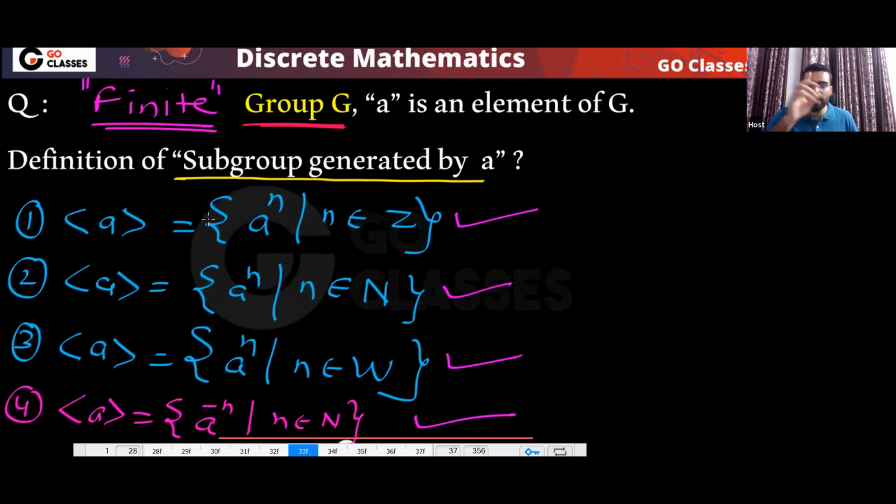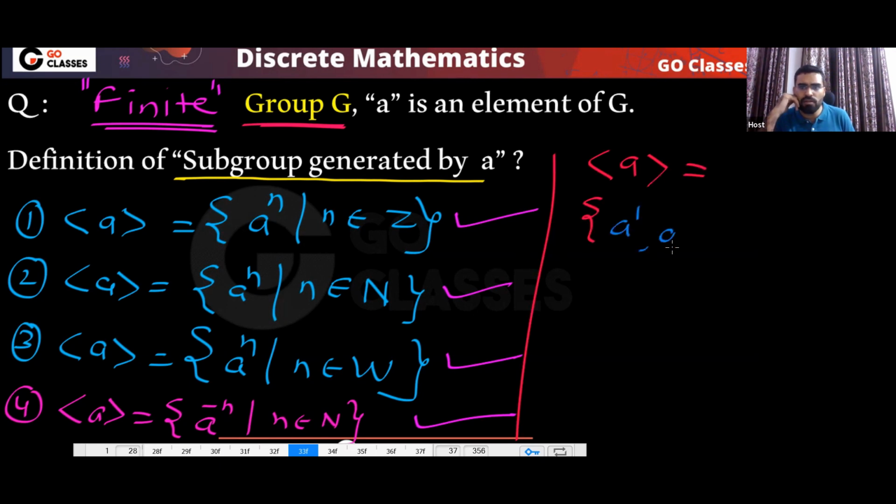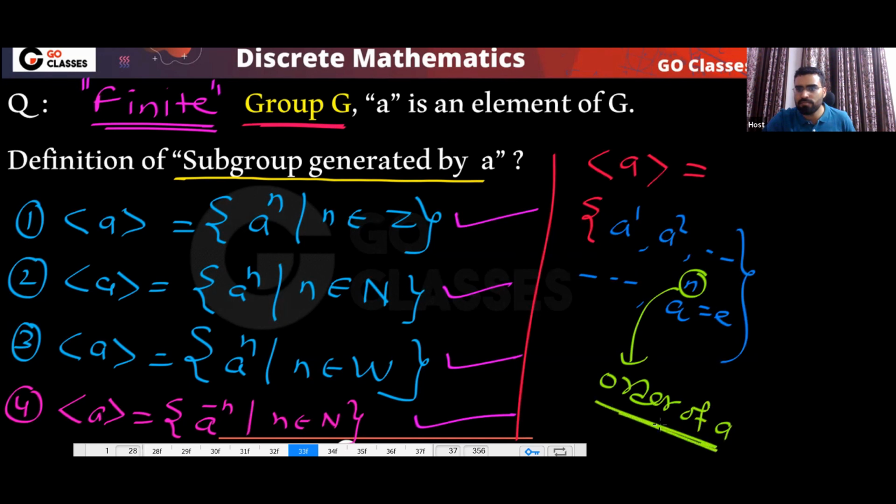So you can start from 1 and go till the identity element. The idea is very simple. If you want to find this, what will you do? You will start from 1 and go till the identity element. Once you get the identity element, you will stop here, and this will be the order of A. So this will happen for the finite group.